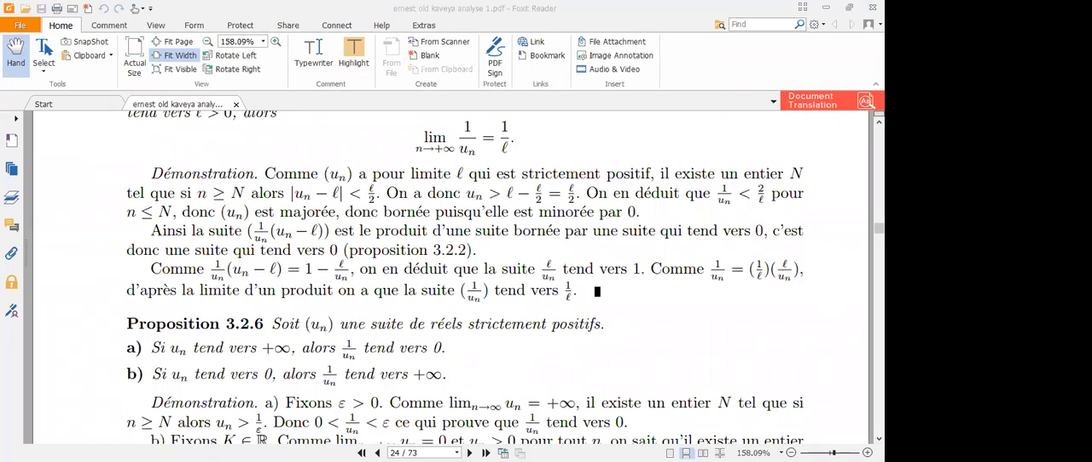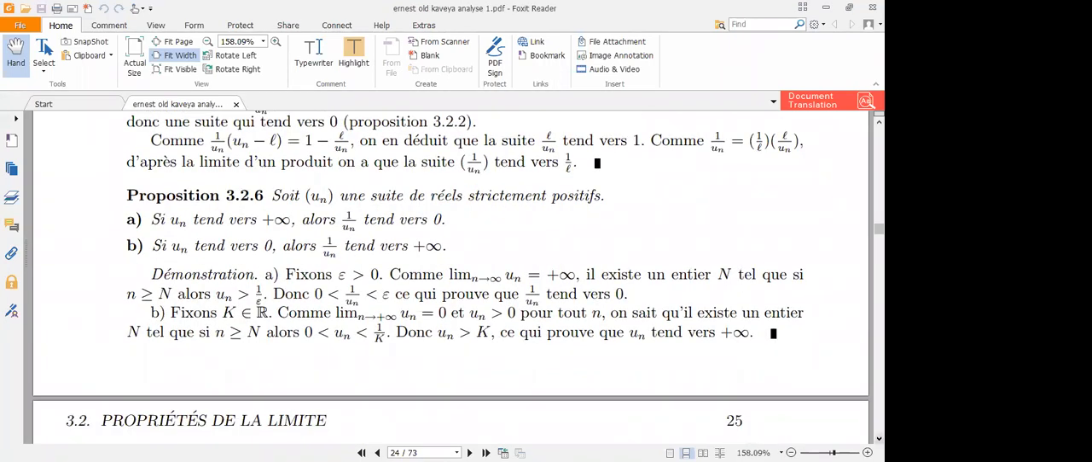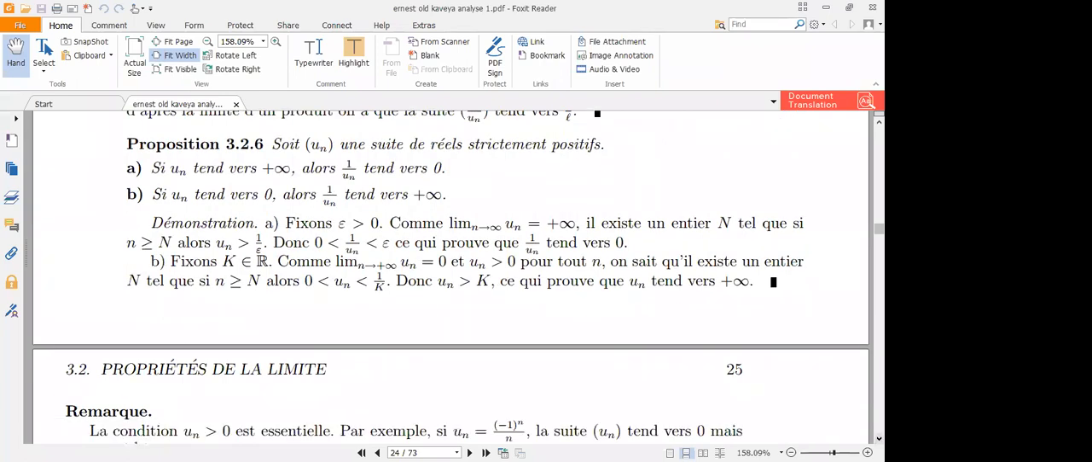So that's that on that part there. Let me see. We have a proposition here. I have a sequence Un, which is strictly positive, strictly positive, this one here.